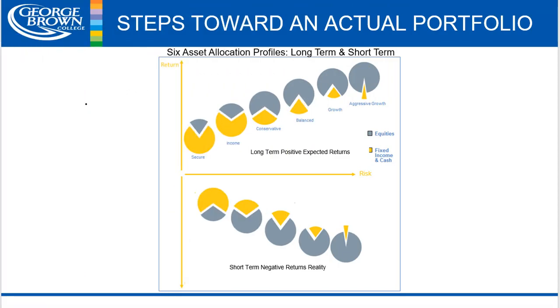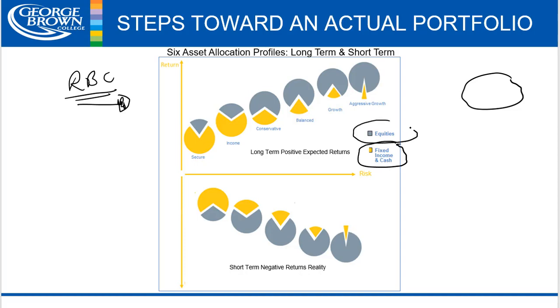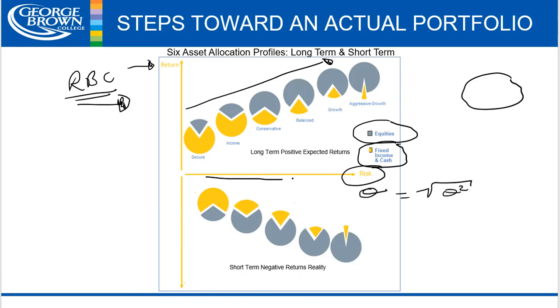Okay, this next slide is looking at 6 asset allocation profiles. And this is from RBC Dominion Securities, actually. This is 6 of their portfolios. And you can see, again, if we call this a pie, the asset allocation is breaking up the pie between a piece for fixed income and cash, and a piece for equities, which is stocks, okay? And again, on this axis, it's measuring the return. Higher on the axis means higher return. And on this axis, we're measuring risk, which, as we said, we measure by standard deviation, which is the square root of variance, okay?